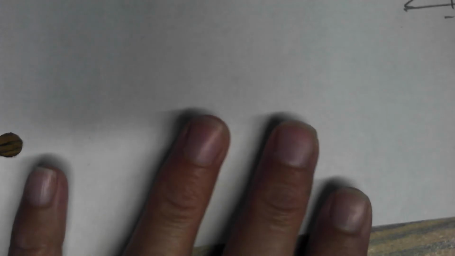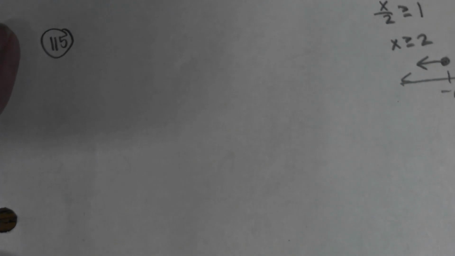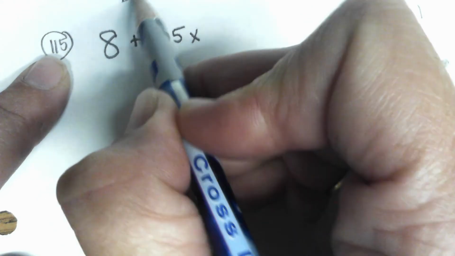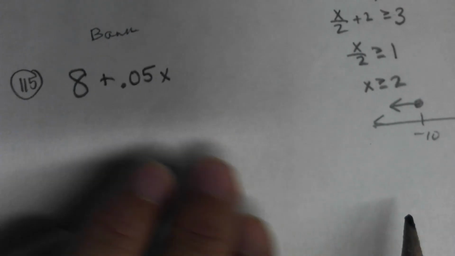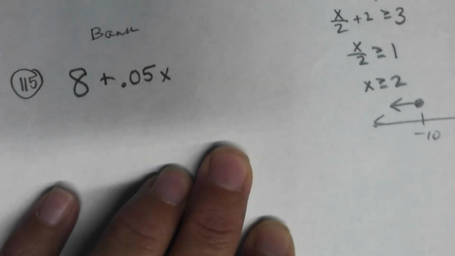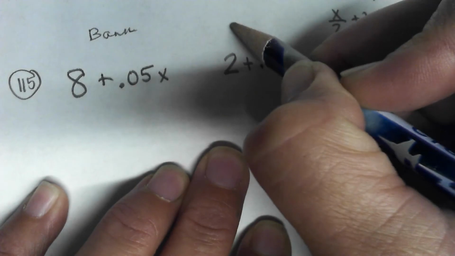Number 115 was a word problem. I didn't want to copy it down, but I'll read it and translate it. A local bank charges $8 per month plus 5 cents per check. So that would be $8 plus 5 cents per check, and that is the bank. Versus a credit union charges $2 per month plus 8 cents per check. So $2 plus 8 cents. That's the credit union.